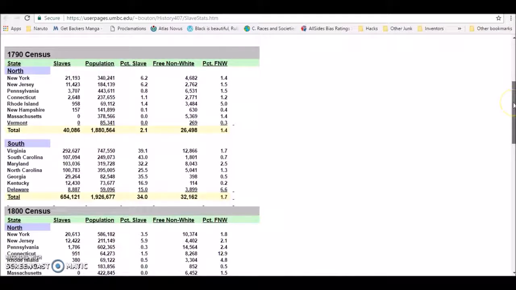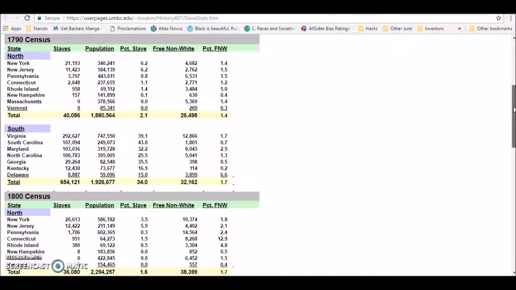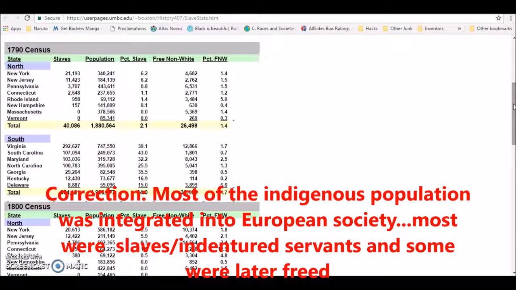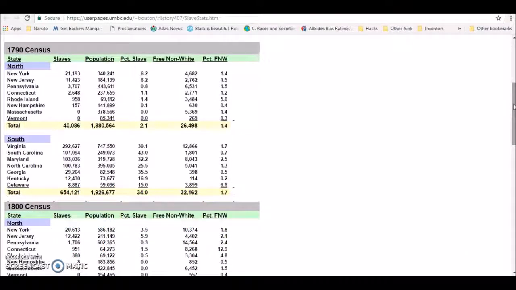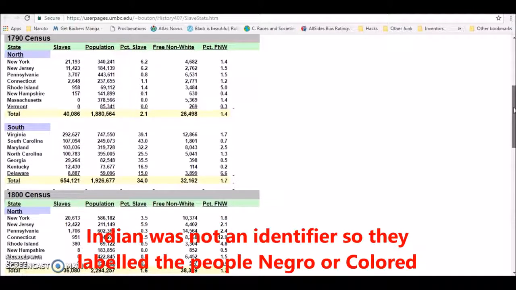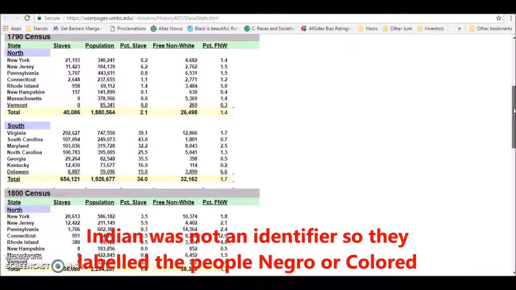So like I said, you have 26,000 free non-whites. Now, Native Americans were not included on the census until 1860. I don't know why, but most of the time, indigenous people stayed on the reservation, on the land or within the tribe land, so they were not included in the European society census. But if you were in the all white town or in the city, then you're going to be listed as Negro, Black, Colored.